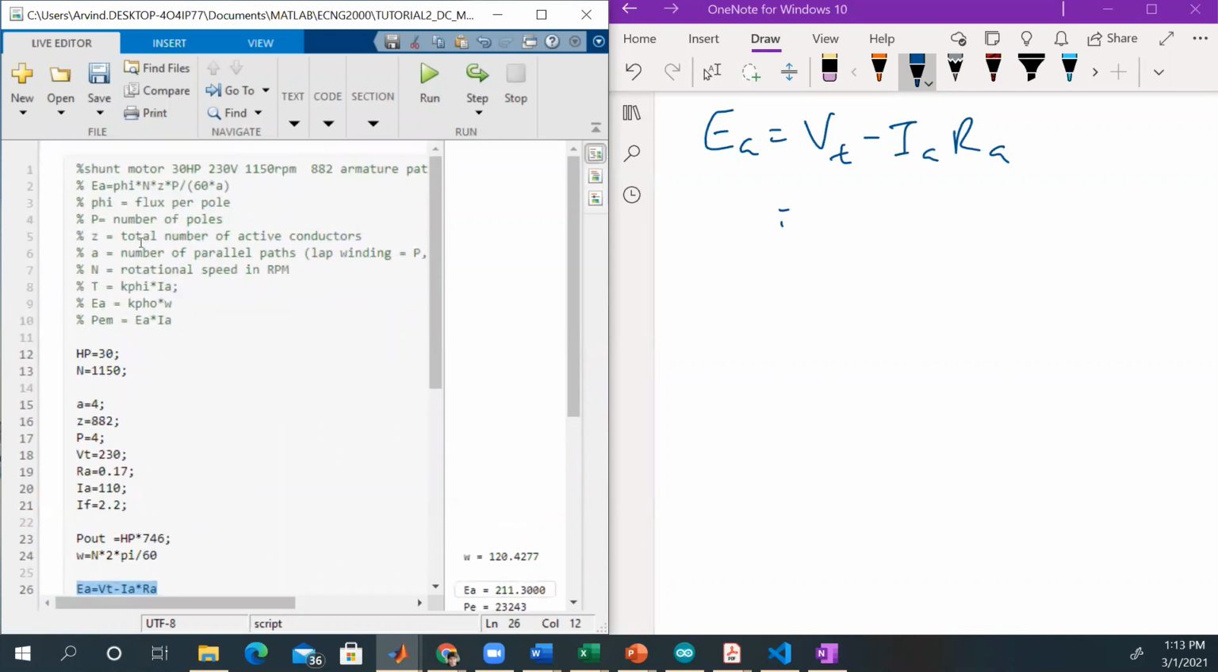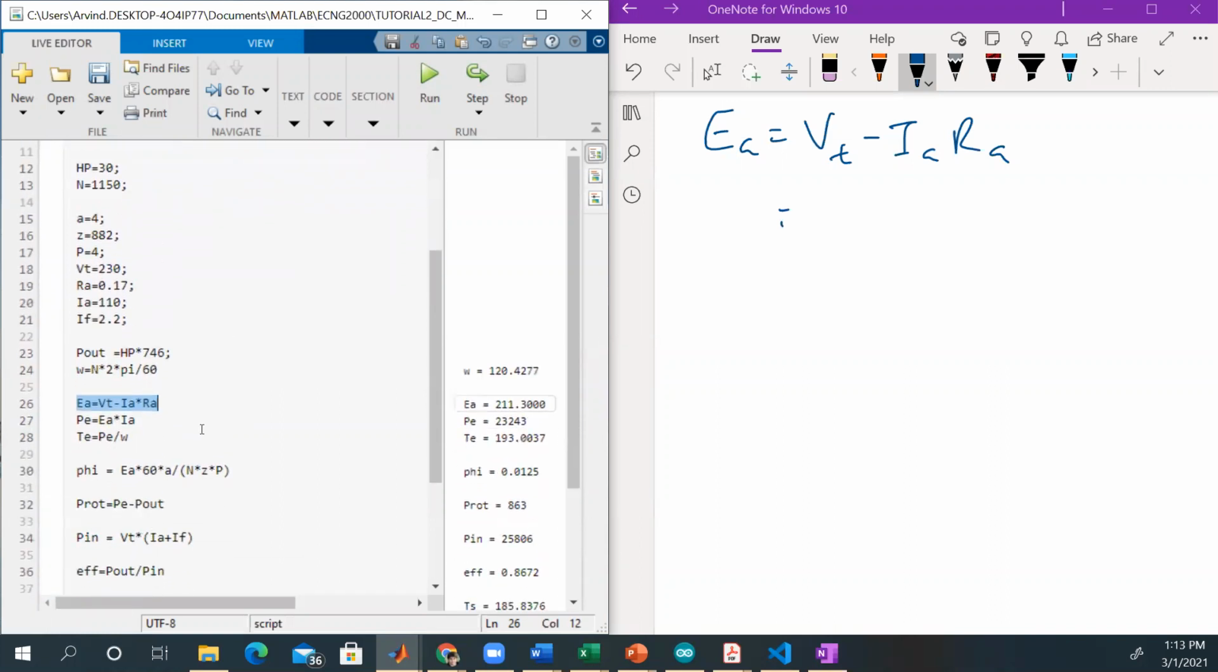So we could just rearrange this formula. So phi is equal to EA times 60 times A over N Z P, and that will give us the flux at 0.0125 Weber per pole. Okay. The next thing we want is the rotational losses.